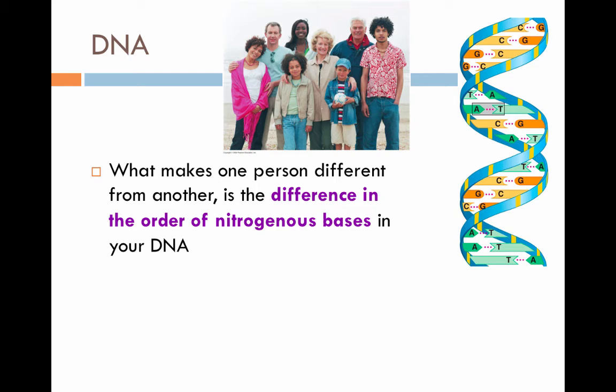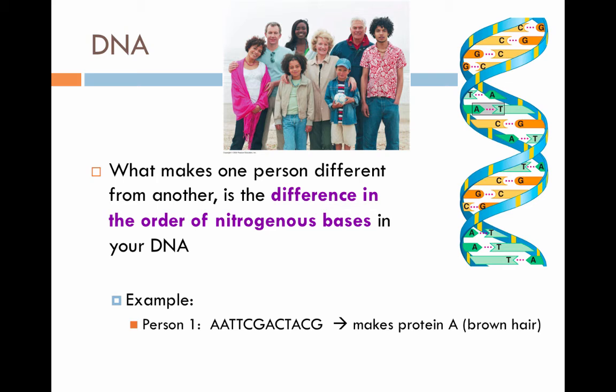Because DNA is just the instructions to make proteins, which eventually make traits, if the instructions are different than your instructions, then we have different proteins and therefore different traits. For example, let's pretend person 1 has this sequence of bases, AATTCGACTACG. And let's pretend that sequence of DNA makes protein A, which is brown hair.